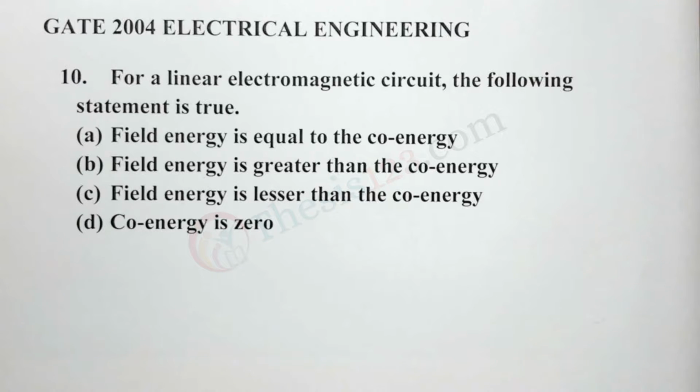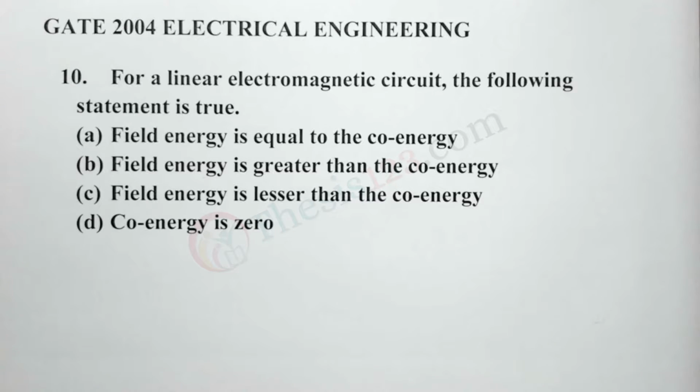Here's the next question, number 10. For a linear electromagnetic circuit, the following statement is true. Field energy is equal to the core energy. Field energy is greater than core energy. Field energy is lesser than core energy. Core energy is 0. Before we get into which statement is actually true for a linear electromagnetic circuit, let's briefly go into what is field energy and what is core energy.